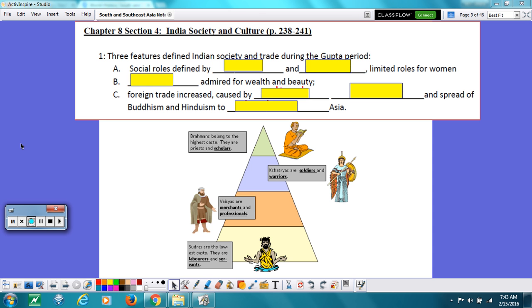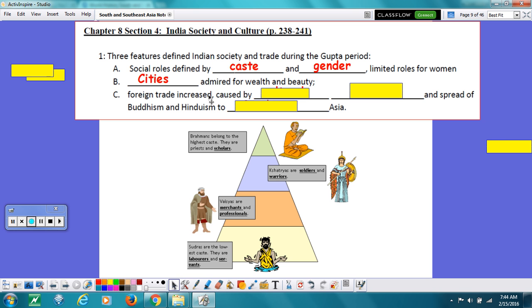This is Mrs. Belitsky again, and here are notes for Chapter 8, Section 4, Indian Society and Culture. Three features defined Indian society and trade during the Gupta period. The social roles were defined by the caste and gender. They limited the roles for women. Also, cities were admired for their wealth and beauty.